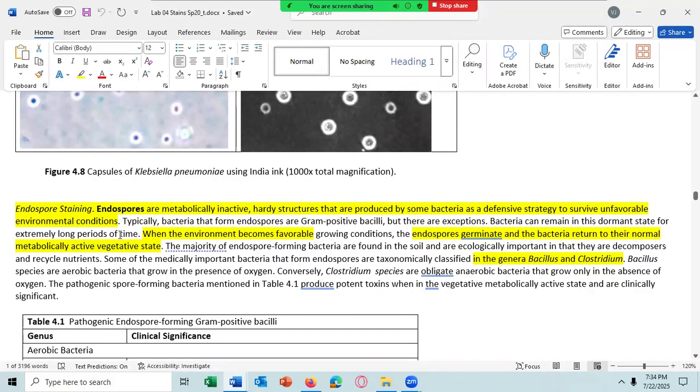So when the environment starts decaying and becoming less favorable for the parent cell to grow, if it is a member of two families, mainly Clostridium and Bacillus, they can make an endospore inside the parent cell. And when that endospore is finished, it can survive harsh environmental conditions where the parent cell will die.